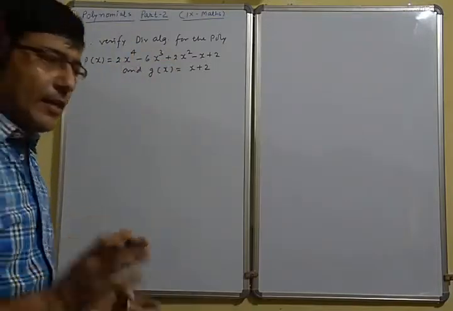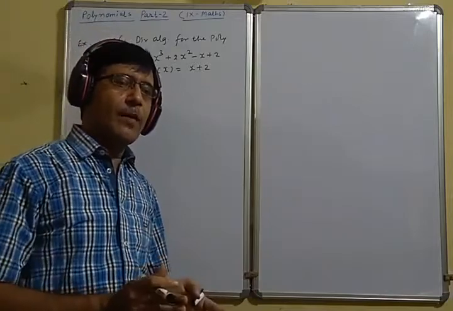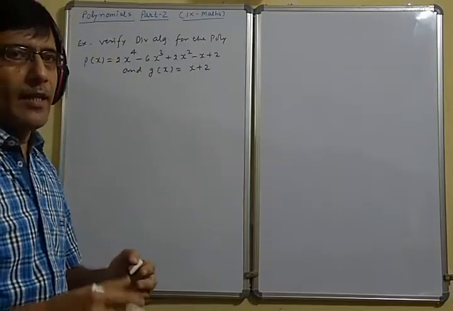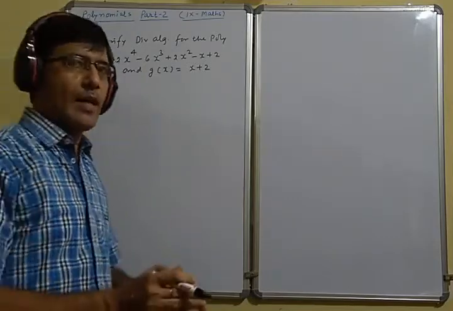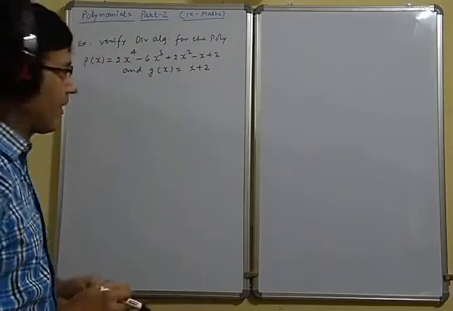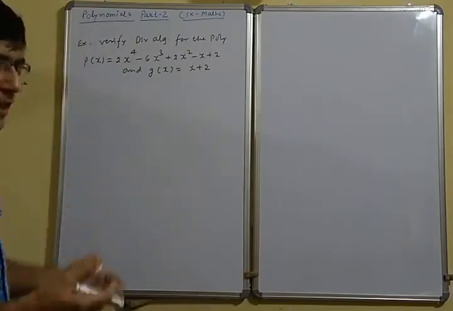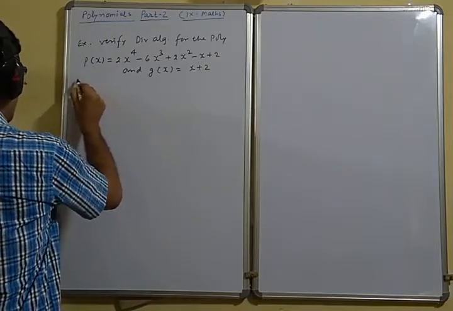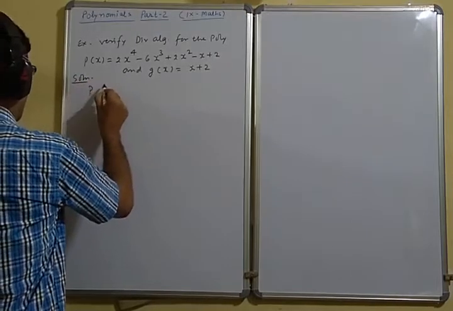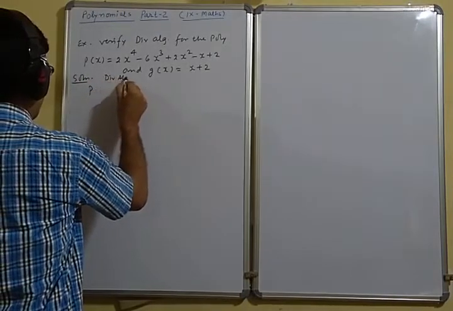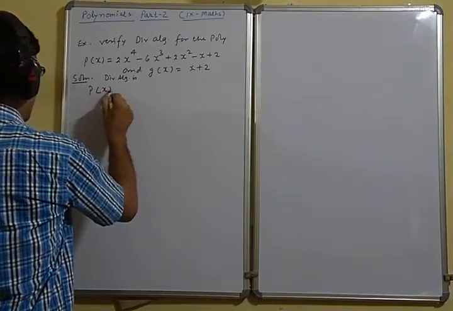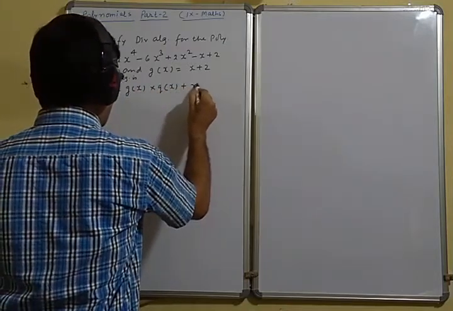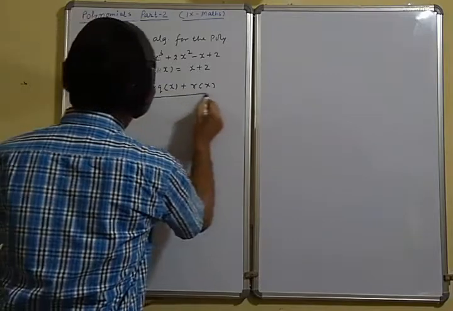Now for the verification, first we do a long division method, and after that we will verify the result. There is one more alternative method by which we can verify it. Now let us see our division algorithm. The division algorithm is p(x) is equal to g(x) multiplied by q(x) plus r(x). This we have to verify.